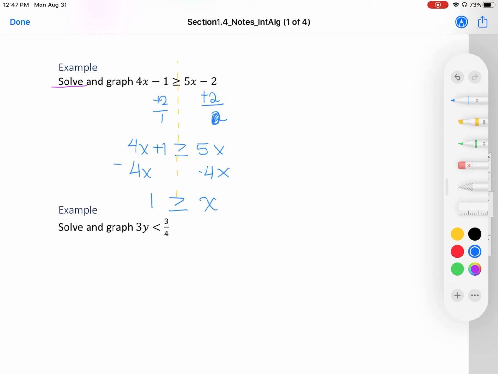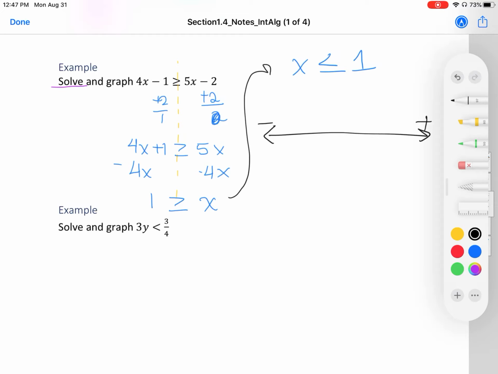Now here is the situation where we might want to write an equivalent statement. Let's take the time to rewrite it with x first. So we have x, and do you see how x has a smaller opening? Let's keep it with the smaller opening. X is less than or equal to 1. Let's graph it.